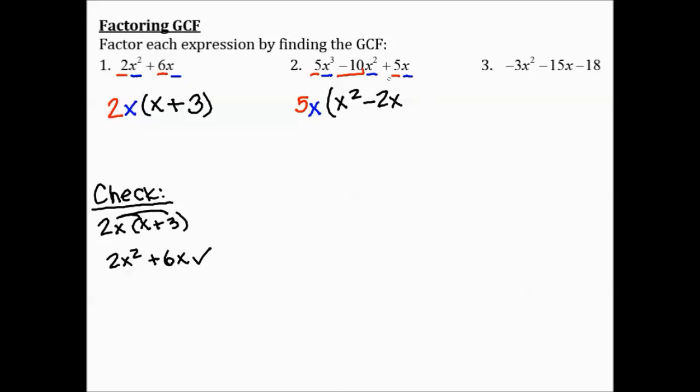And here's where you have to be careful. 5x divided by 5x is 1. You should always have the same number of terms as you started with when you're factoring out the GCF.